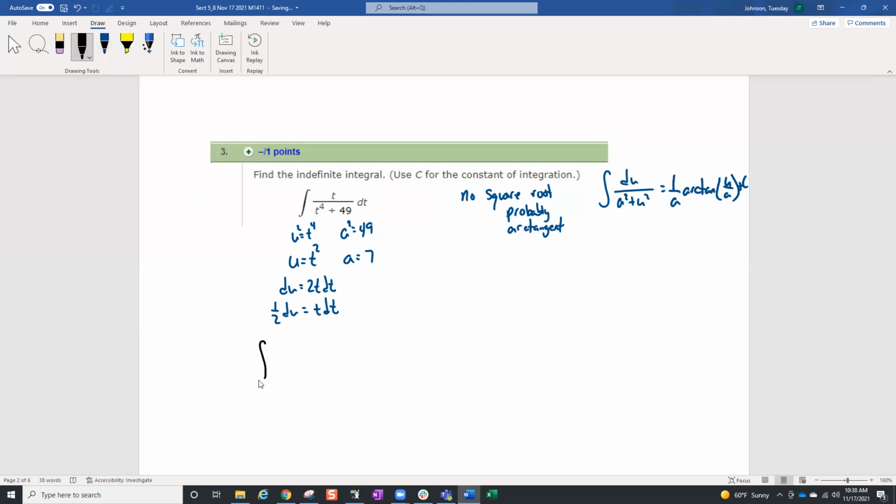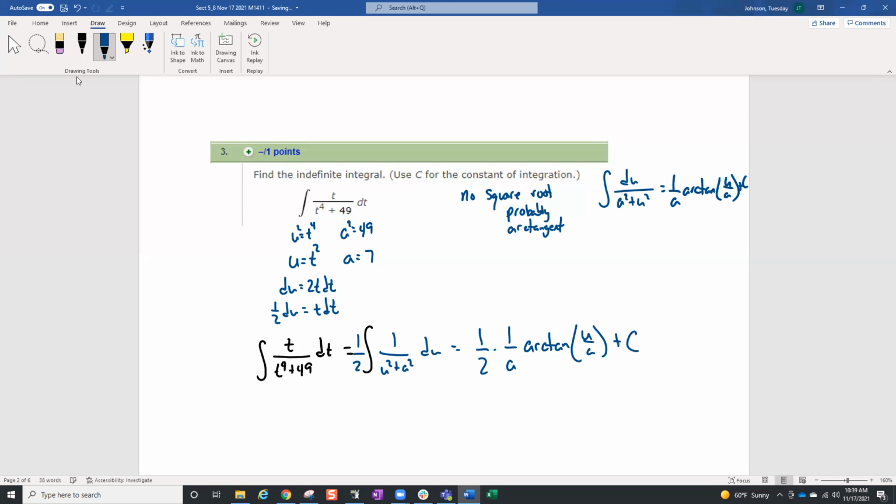So now my integral becomes the integral of t over t to the 4th plus 49 dt is the integral of 1/2 du. So I took care of the t and the dt. And I have 1 over u squared plus a squared, which is 1/2 times 1 over a arctangent of u over a plus c. And most of you will just not even write this step anymore. You'll just get to the point where you're at 1/2 times 1/7 arctangent of t squared over 7 plus c using my substitutions. And we'll rewrite this as 1/14 arctangent of t squared over 7 plus c.